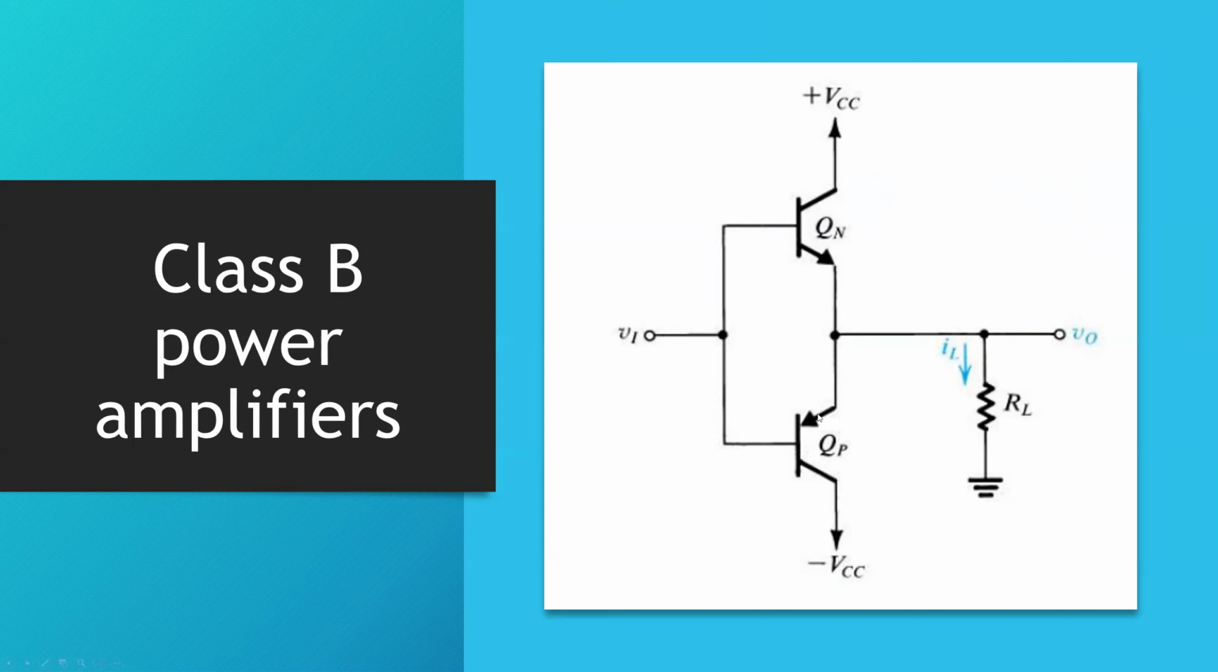But as you can see here, since we have a small conduction angle of 180 degrees, power efficiency would be high, which is calculated about a maximum power efficiency of about 78%, much higher than the class A.